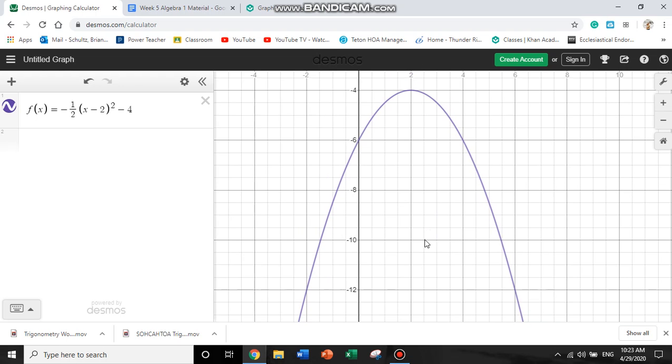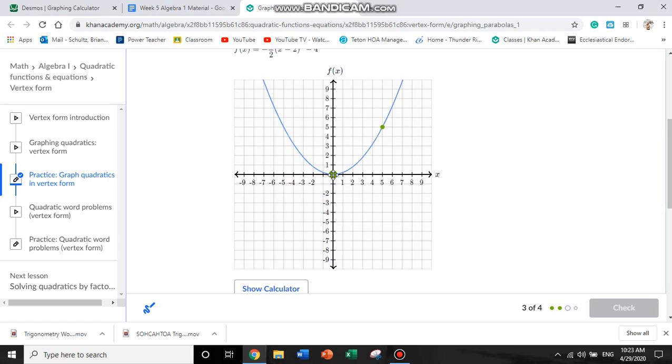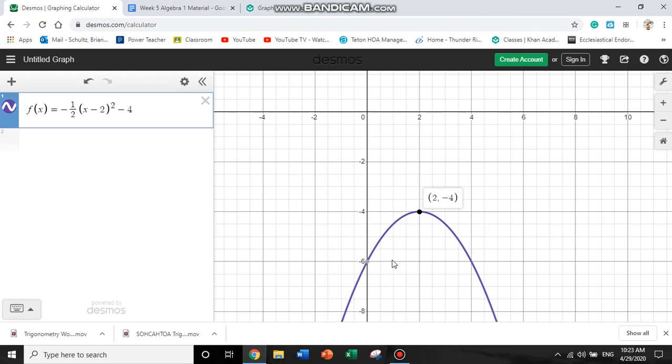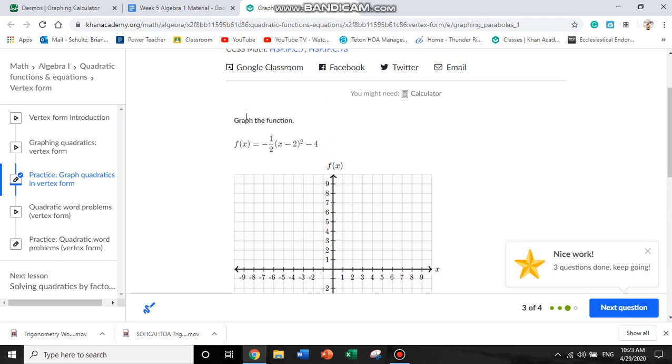And there's my parabola. Okay, again, I'm going to look for the vertex. That's right here, 2, -4. So we go over to 2, down to -4. And then the y-intercept, right here at 0, -6. Come drag this down to -6. My answer, and that's good there.